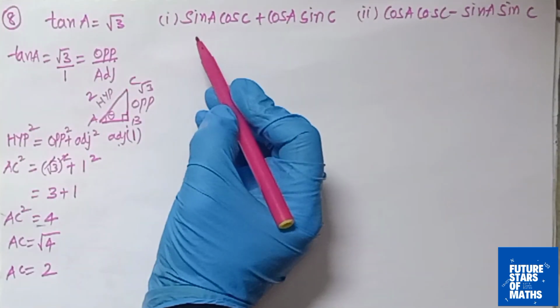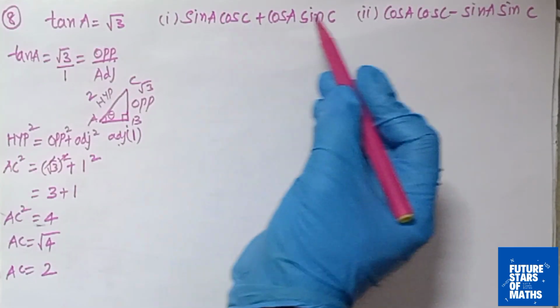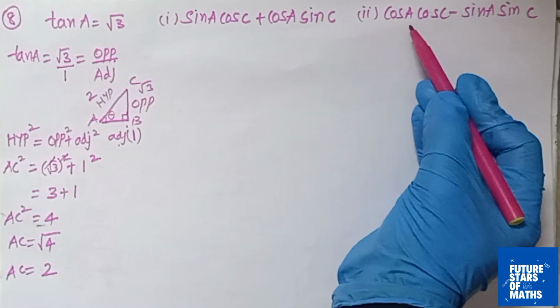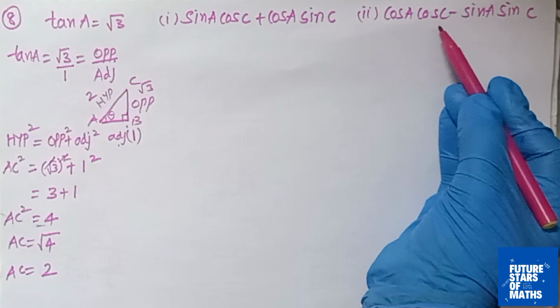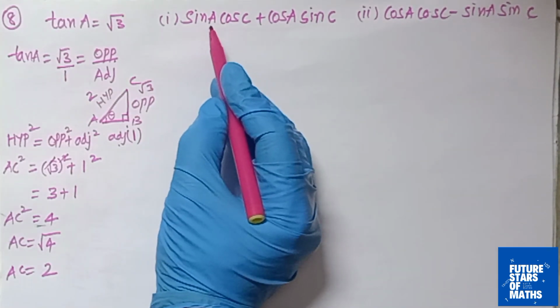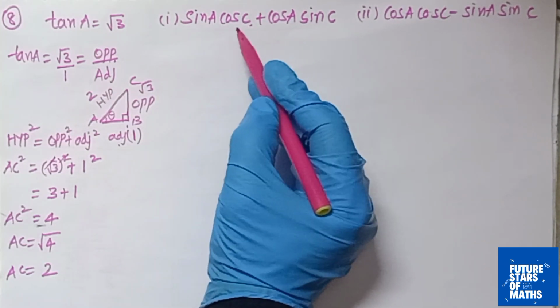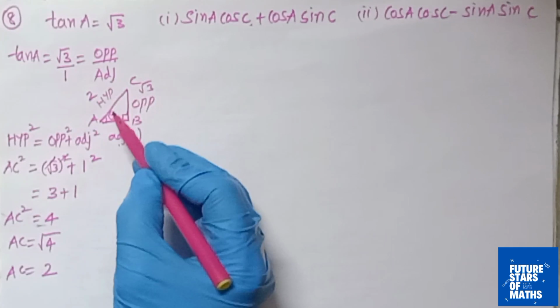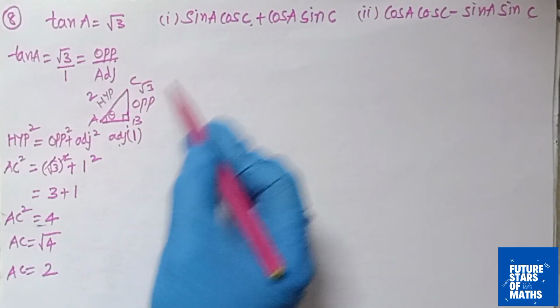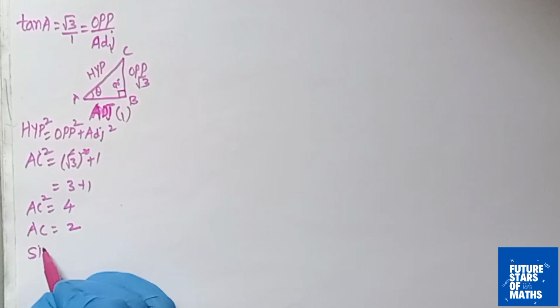Now what do we have to know? We have to write sin A cos C plus cos A sin C, and cos A cos C minus sin A sin C. That means not only with respect to A, we have to write again with respect to C also. First we'll write with respect to A. So first we'll write what is sin A with respect to A.